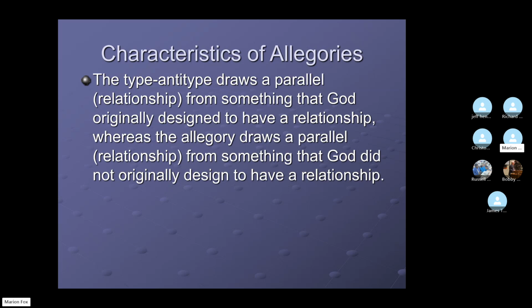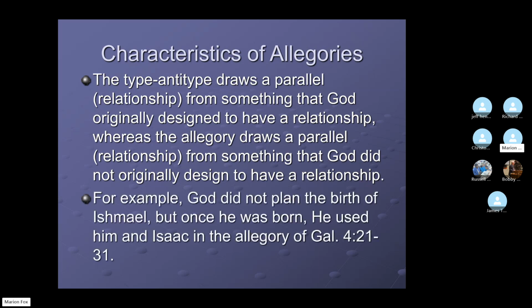And the allegory draws a parallel relationship like the type antitype, but it does it from something that God did not originally design to have a relationship. It was not in God's original design to do that. So that's what we run into here now. For example, God did not plan the birth of Ishmael, but once he was born, he used him and Isaac in the allegory of Galatians 4:21 through 31, which we'll look at tonight. It's called an allegory, explicitly called that in the text of the Bible.